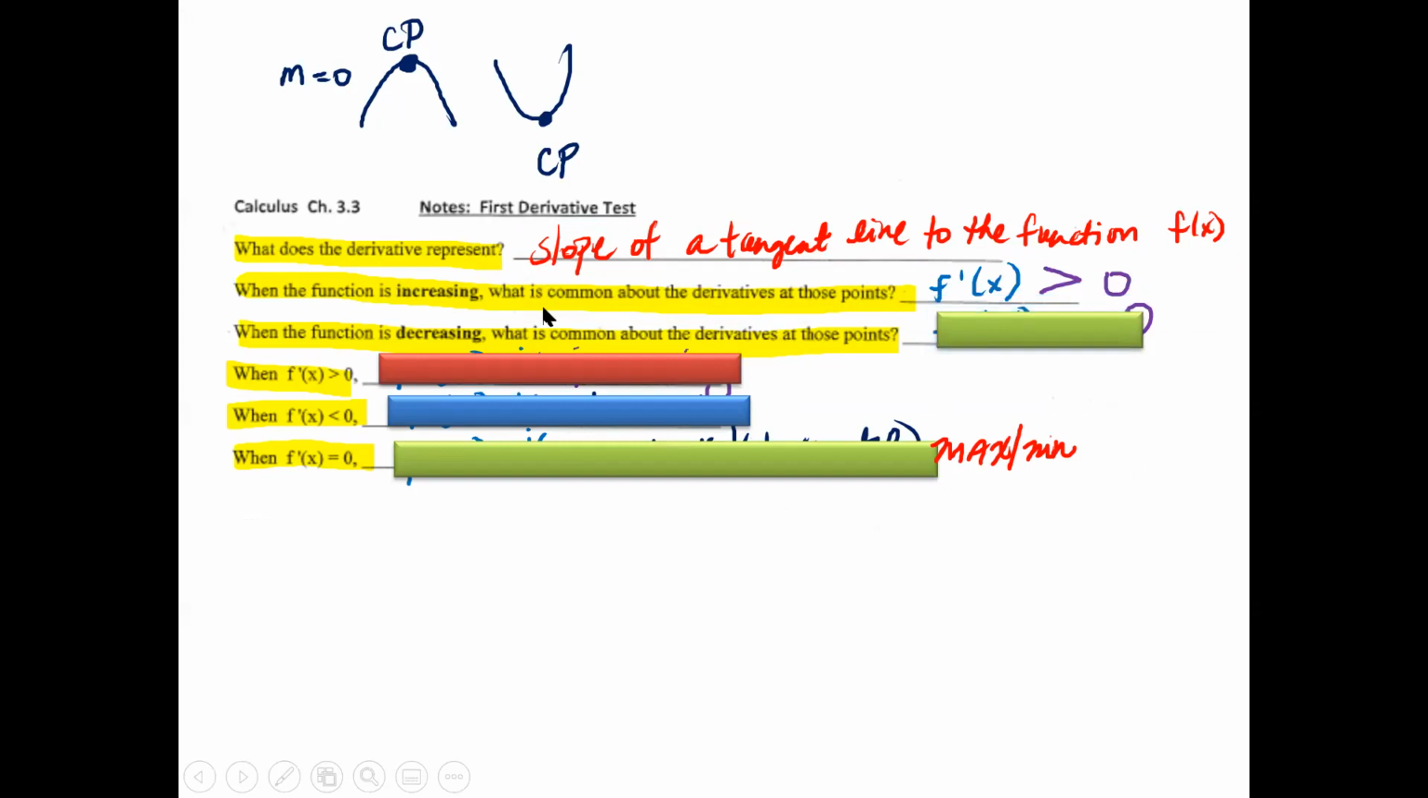When a function is increasing, what is the comment about the derivative at that point? It just means f prime of x is greater than 0, because if you have a positive slope, then you know that the slope is going uphill. Similarly, if it's decreasing, your slope is negative, less than 0, so it's going downhill. Oftentimes, when you have your critical point, if you have a positive slope followed by a negative slope, you know it's a max. If it's a negative slope followed by a positive slope, you know it's a min.